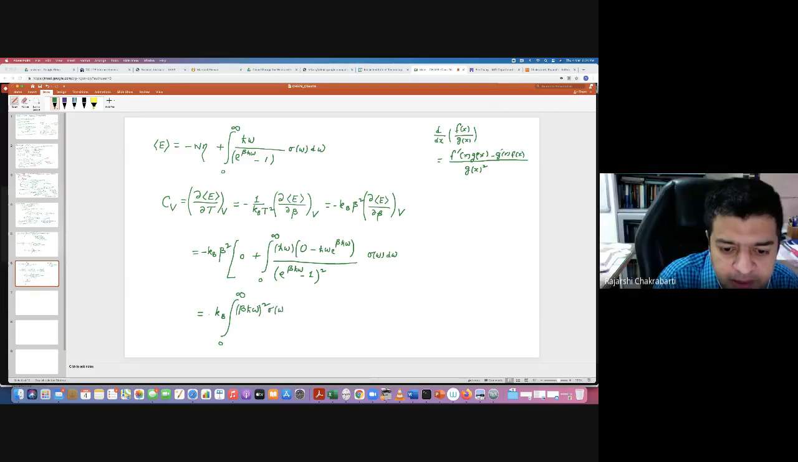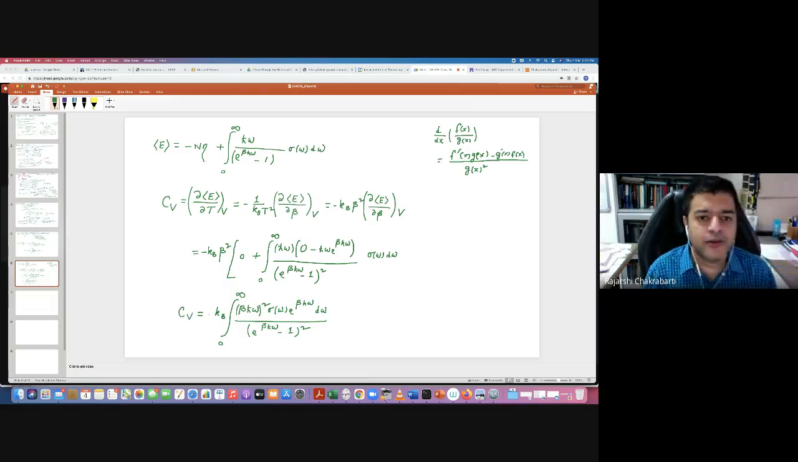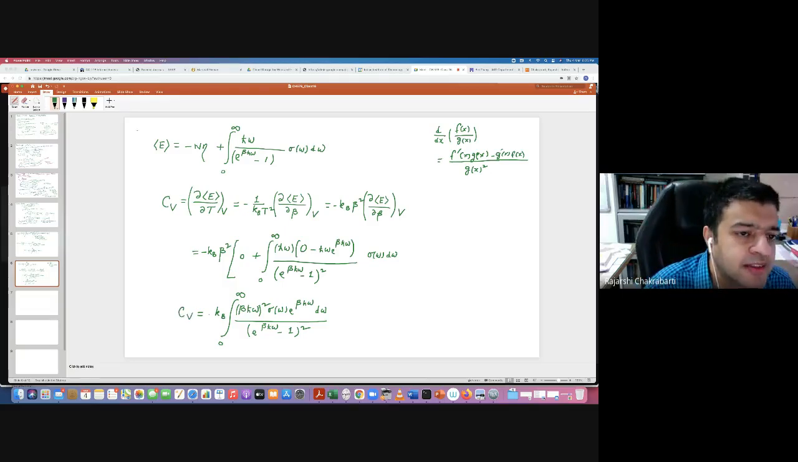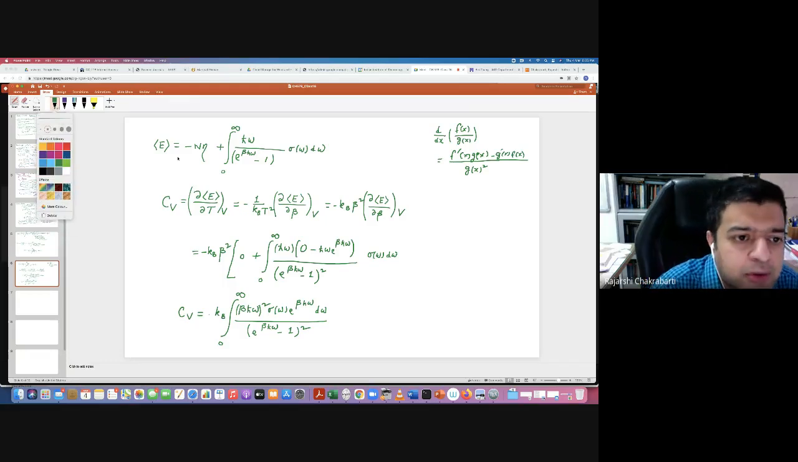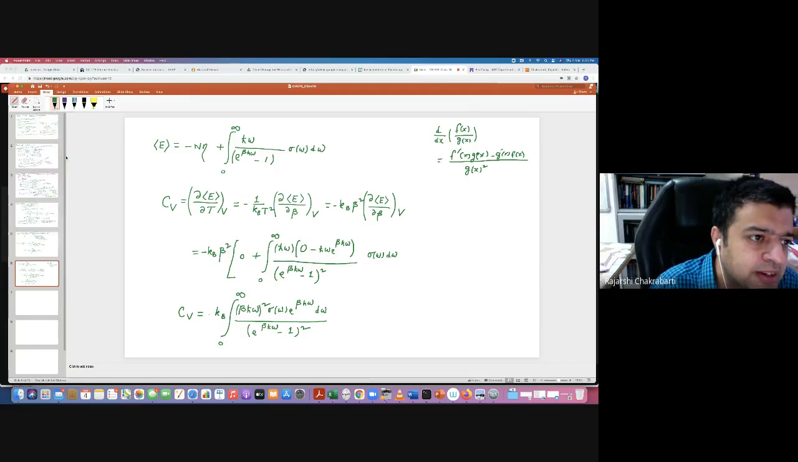Of course, you have sigma omega. You have exponential of beta h cross omega d omega, and what is the denominator? So what I have here now, these two expressions, are very useful. Why are they useful? Because if you give me sigma omega, I'll be able to calculate internal energy and heat capacity at constant volume. Is this clear?